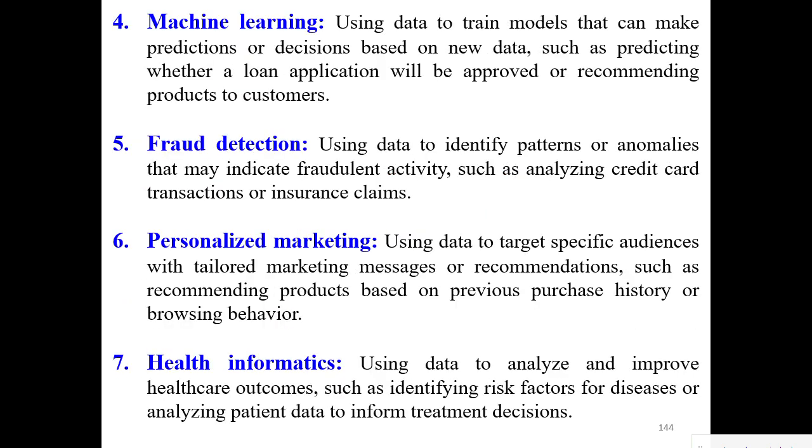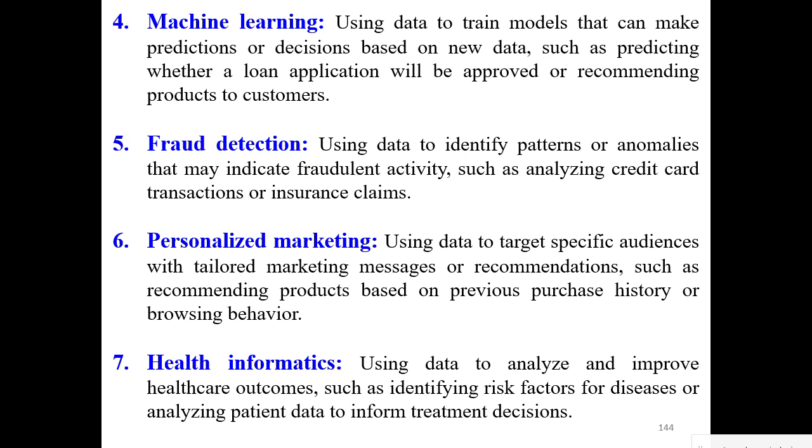Then machine learning is one of the best examples. Machine learning is nothing but learning from the observational data that can make predictions or decisions based on new data, such as predicting whether a loan application will be approved or recommending products to customers. Then fraud detection is the best example for data science. It is using data to identify patterns or anomalies, meaning any errors or mistakes that may indicate fraudulent activities, such as analyzing credit card transactions or insurance claims.